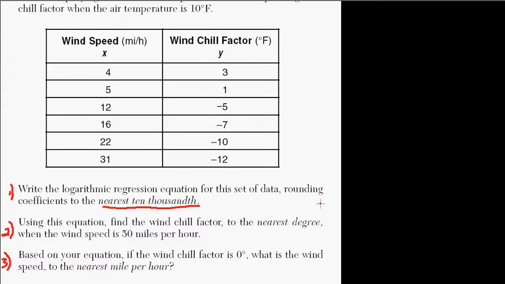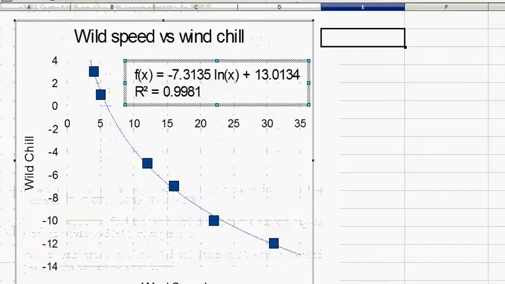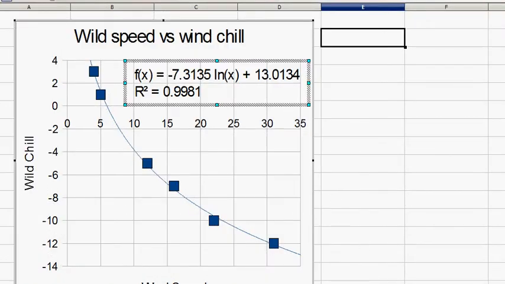Okay, so the first thing we have to do is enter this data into our calculator and come up with a logarithmic regression. Unfortunately, I don't have screen capture abilities for calculators. I did this using this program here called OpenOffice Calculator, or openoffice.org calc. It's really, really cool. It's basically Microsoft Excel.